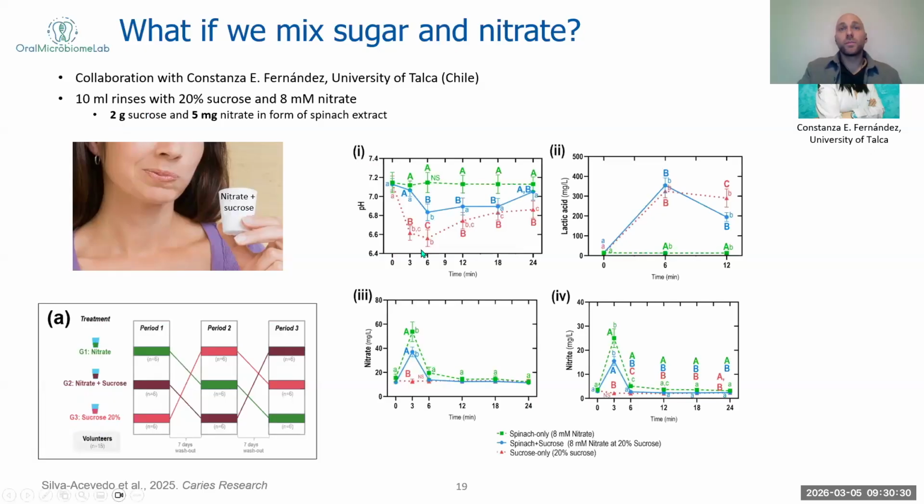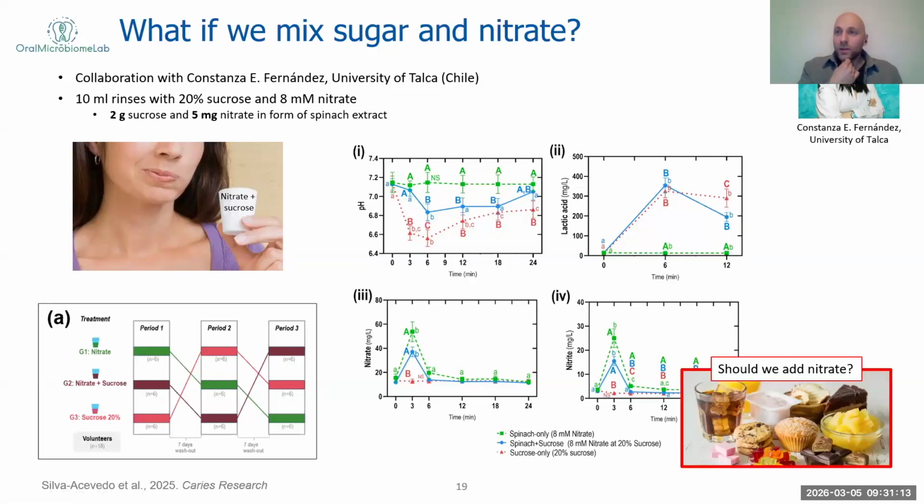So this is the pH drop in the minutes after the sugar rinse, and then there's lactic acid, nitrate, and nitrite. And we see that here's the pH drop when we only have sugar in the rinse. When we add a little bit of nitrate, the pH drop is significantly limited, and this is because of a small increase in salivary nitrate and nitrite during the first 12 minutes after rinsing. And the lactic acid levels in the end are also lower in the rinse containing nitrate and sugar than in the rinse containing just sugar.